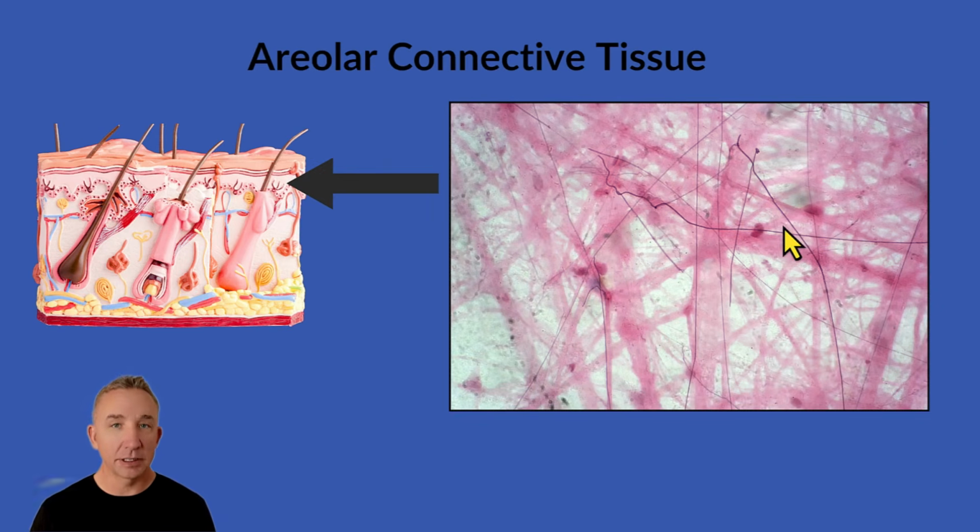Remember, collagen, elastic, and reticular. So we see collagen and elastic in areolar connective tissue. It allows for movement of the skin, plus gives me strength. The structure creates the function. Went on a tangent there.